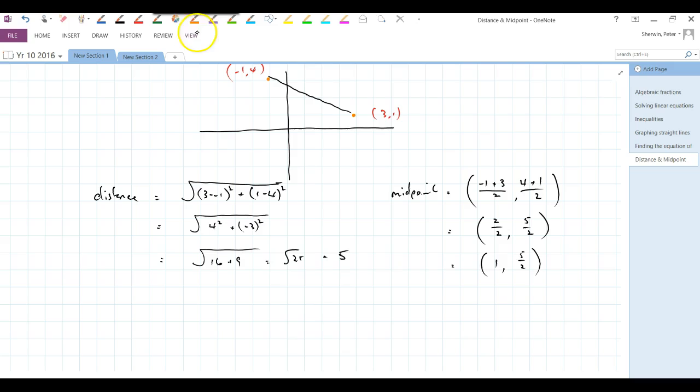Distance and midpoint. Okay, we're ready now to tackle, I think it's G, exercise 1G. I'll see you on Thursday in class.